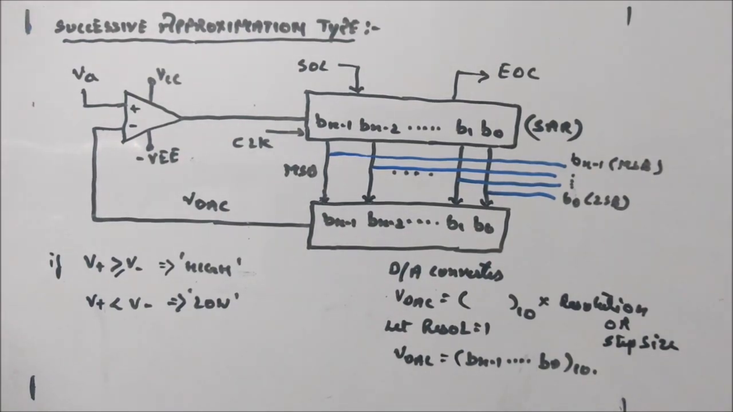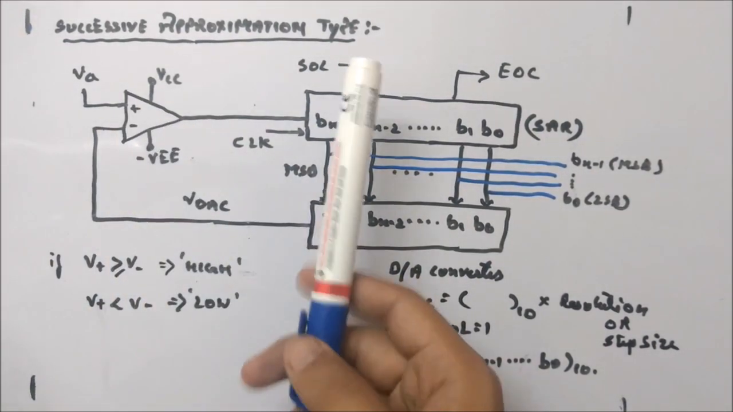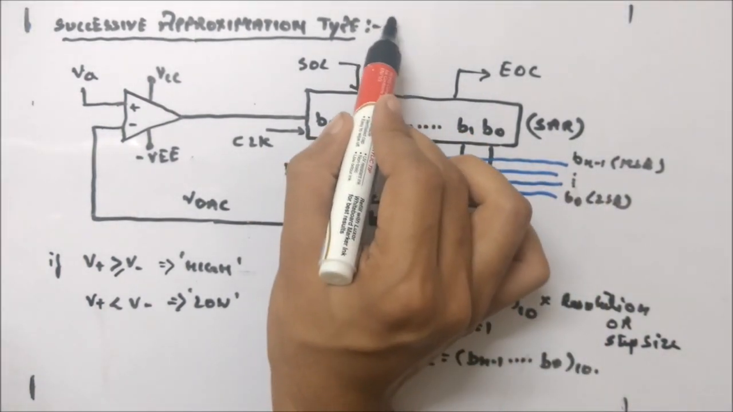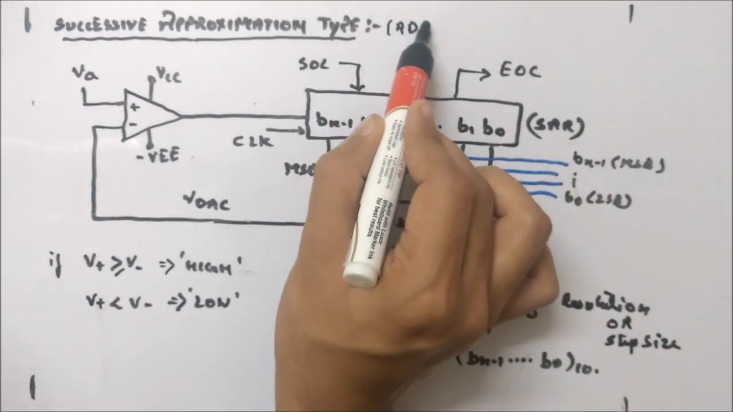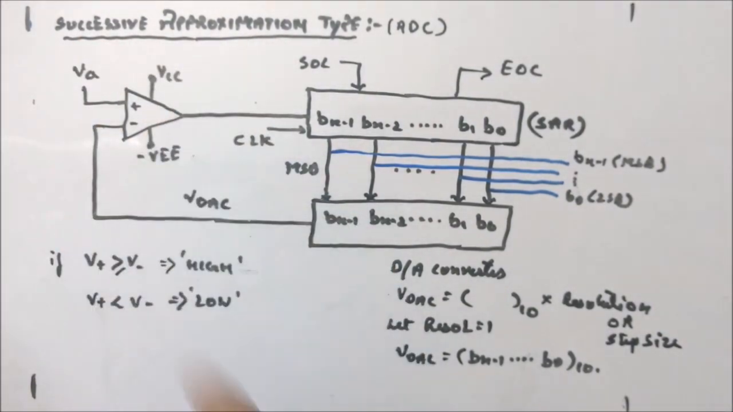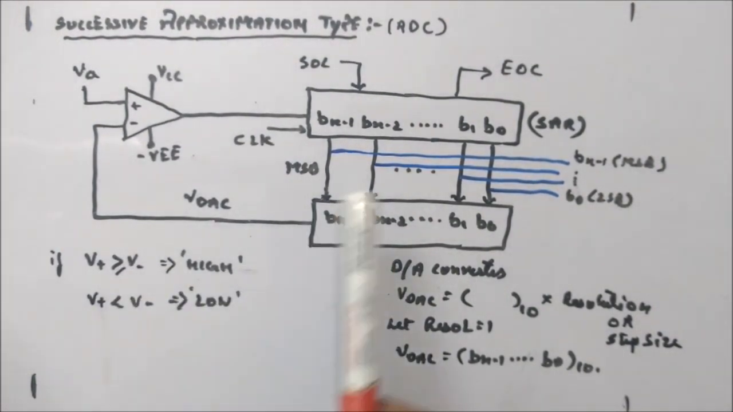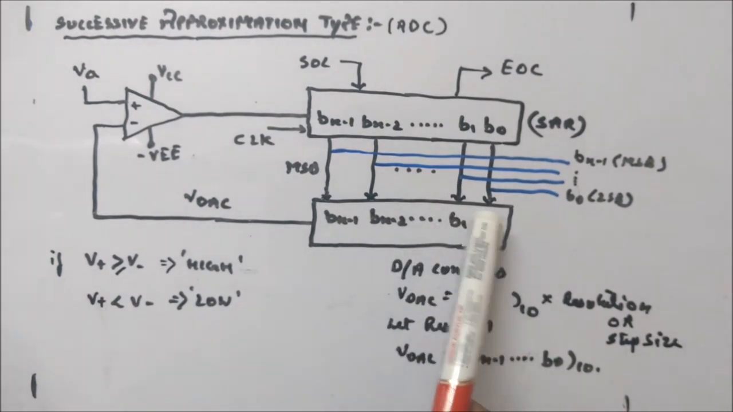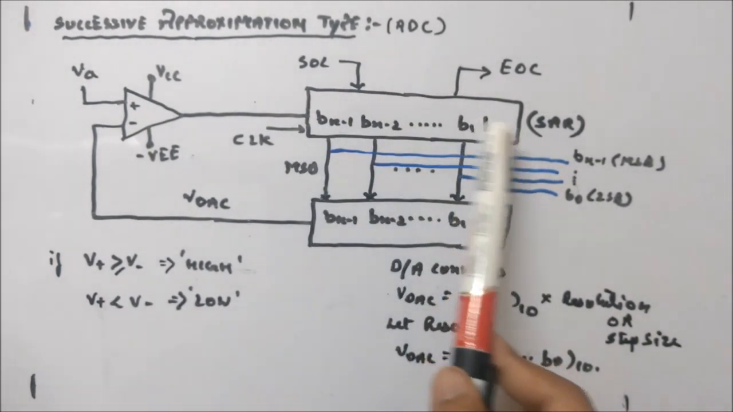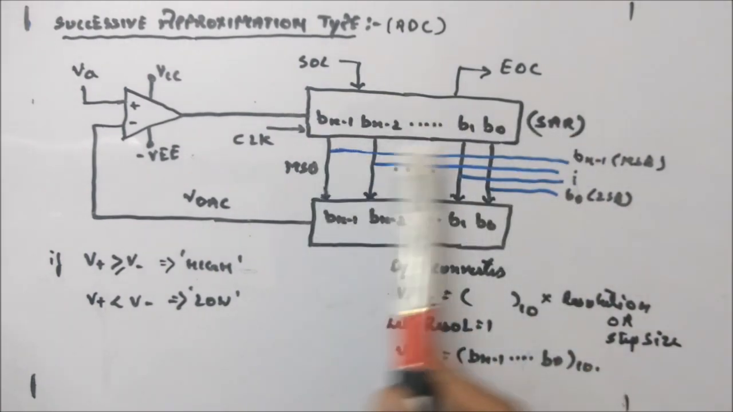Okay, so let's see the successive approximation type of A2D converter. This is the analog to digital converter. This is the block diagram of the successive approximation type analog to digital converter, where this is a general D2A converter.